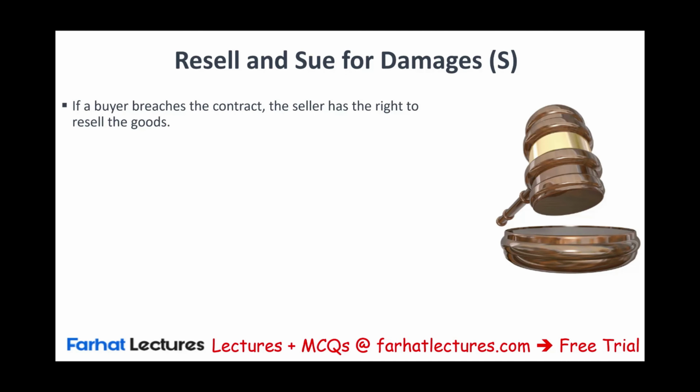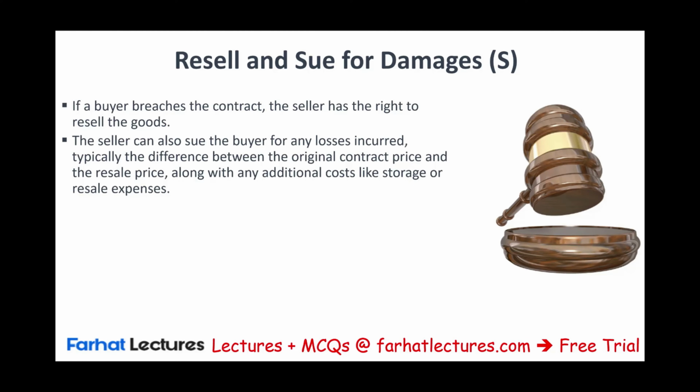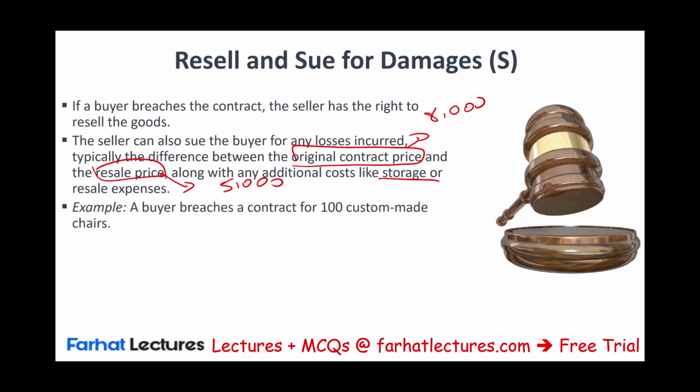So if the buyer breaches the contract, the seller has the right to do what? Resell those goods. The seller can also sue the buyer for any losses incurred, and the losses will typically be the difference between the original contract price and the resale value. So if the original contract price was $8,000 and now you can sell them for $5,000 because you did not sell them at the right time because you assumed the other party was going to buy them, there's a $3,000 difference. You can sue for that. Also, you can sue for additional costs like storage, resale expenses, or any incidental expenses.